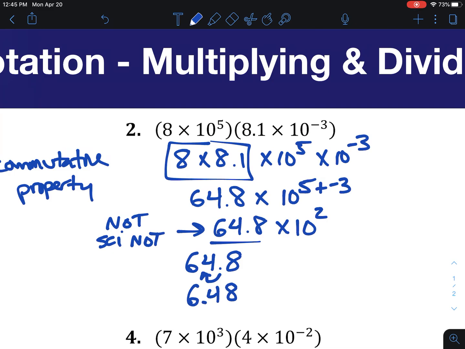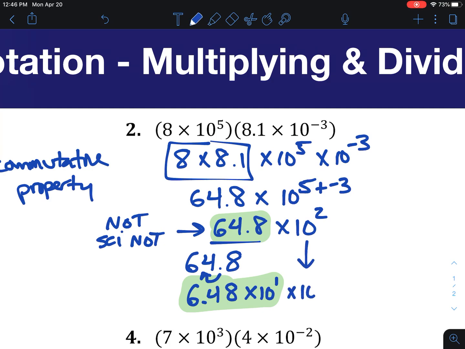So 64.8 is actually 6.48 times 10 to the number of moves. One move. And it's a positive one because you've got a big number here, not a small decimal. So just to reiterate, this number here is equal to this, if we just ignore the times 10 to the second for a second here.